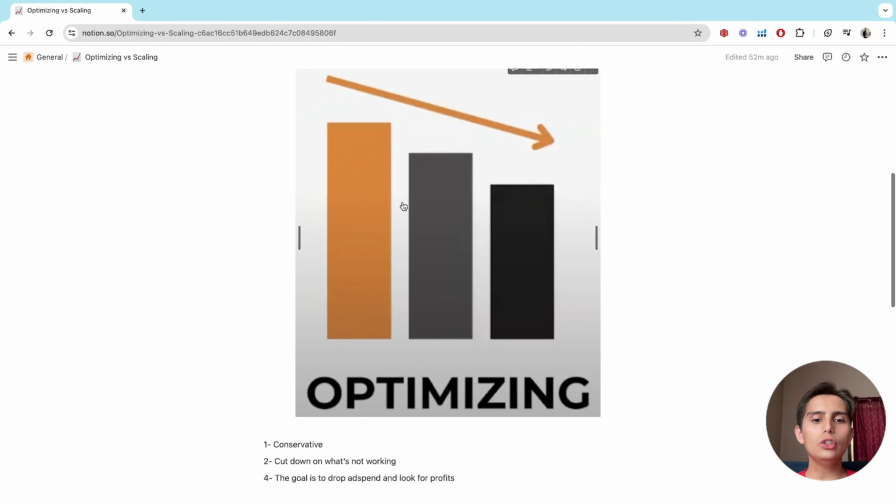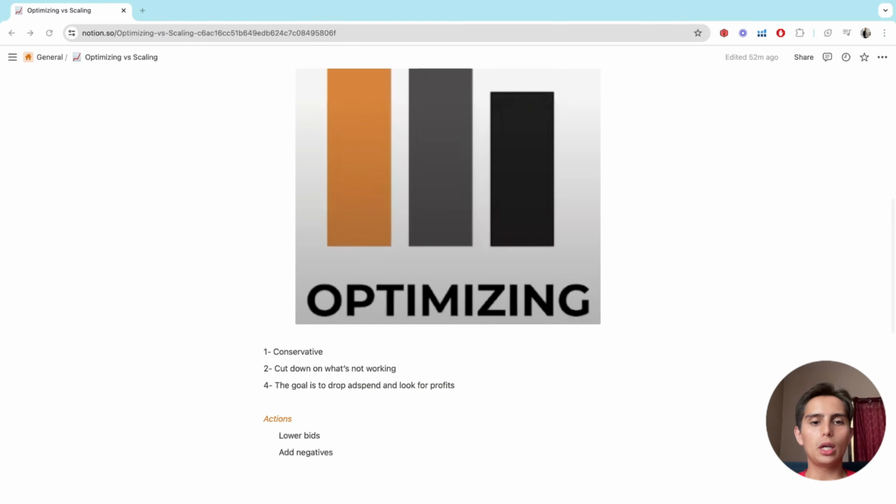The first that we're gonna do here is optimize. Okay, we're gonna go through the optimize phase so you guys can actually understand what this is for, what this is about, when to use it, how to use it. Basically, the optimize phase is when you are gonna be just a bit more conservative. You're basically just gonna cut down on what's not working. Whatever is not working, we're gonna cut down on that. And the goal with this is to drop ad spend and look for profits.